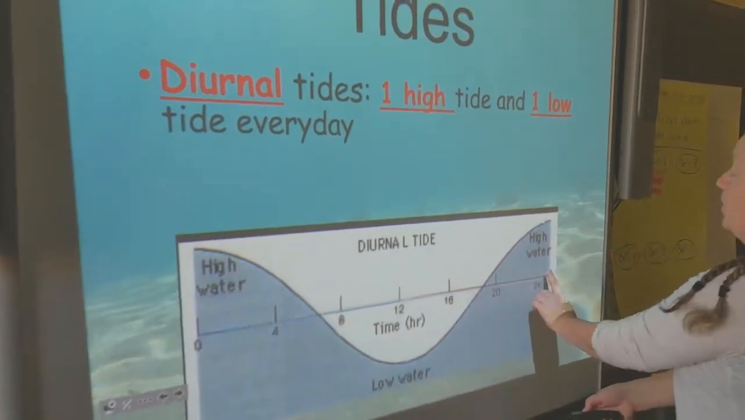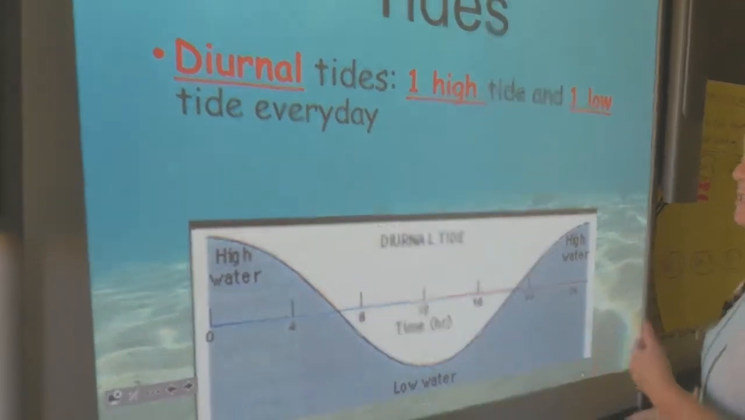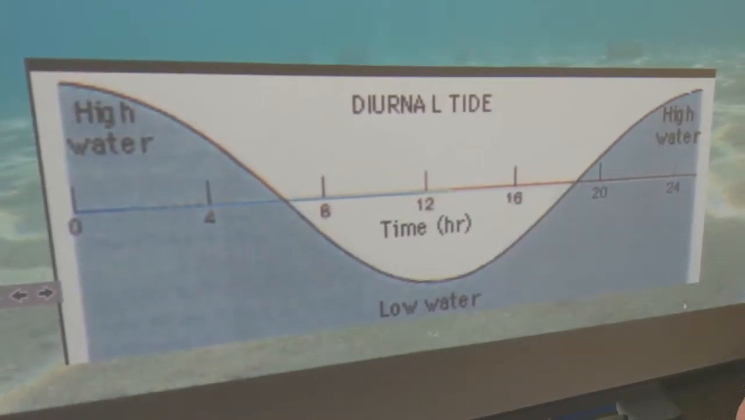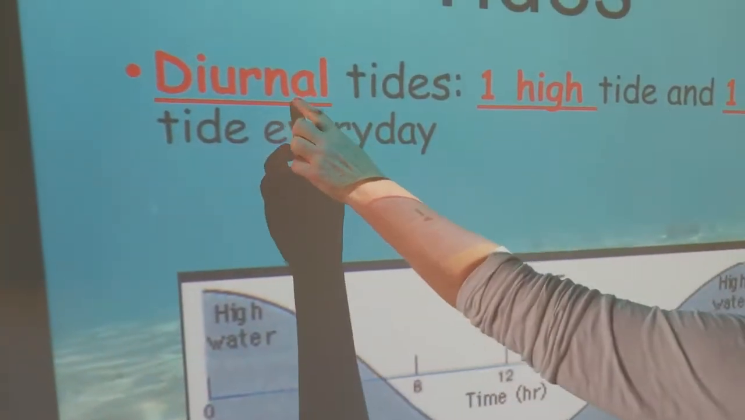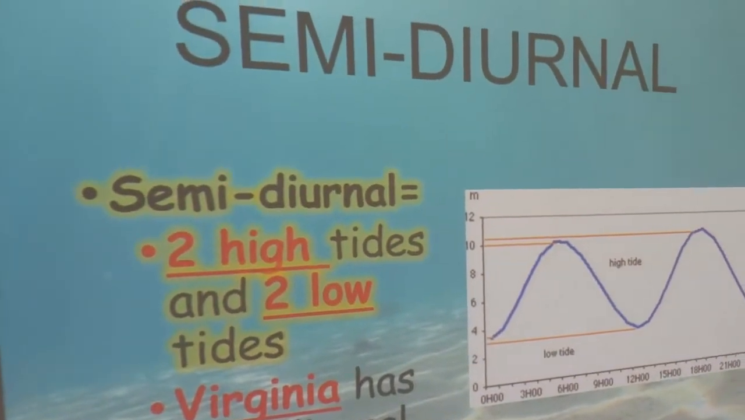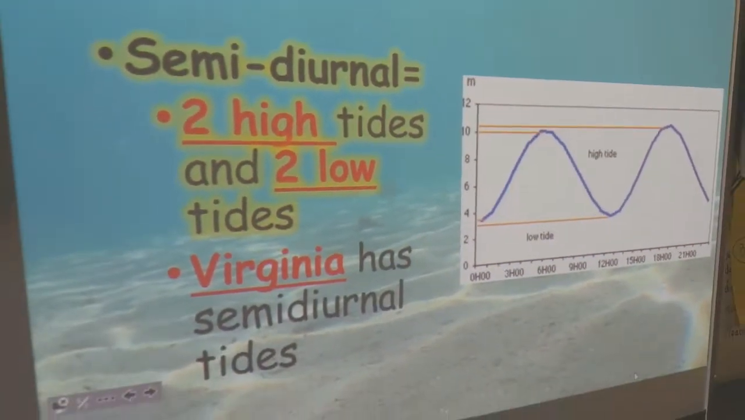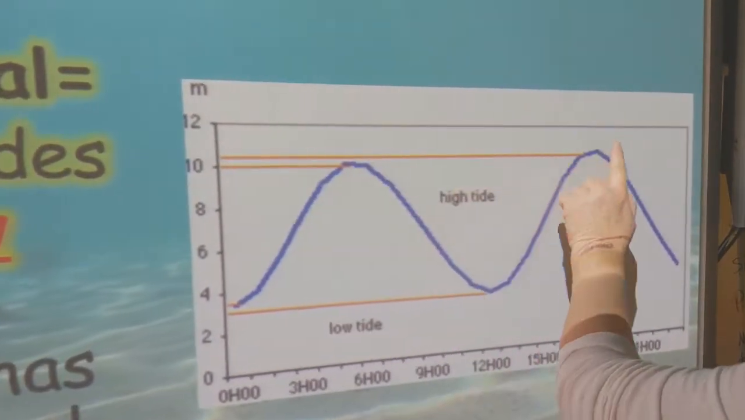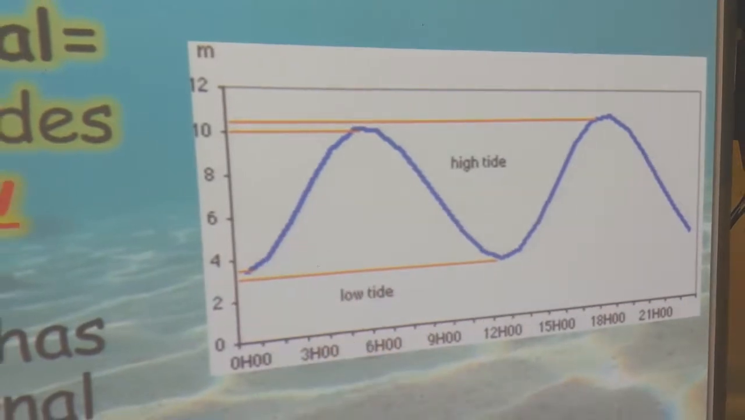This is a 24-hour period, and in this 24-hour period, you see one high tide, one low tide. That is a diurnal tidal pattern. Where you and I live, we have a semi-diurnal pattern. That means in a 24-hour period, we have 2 high tides and 2 low tides.